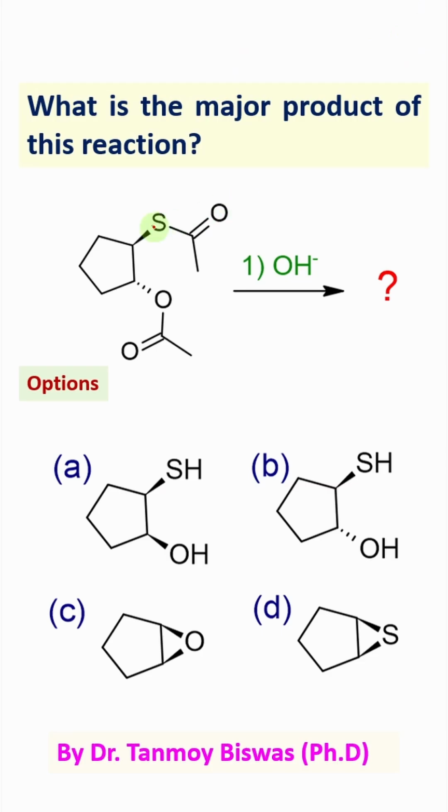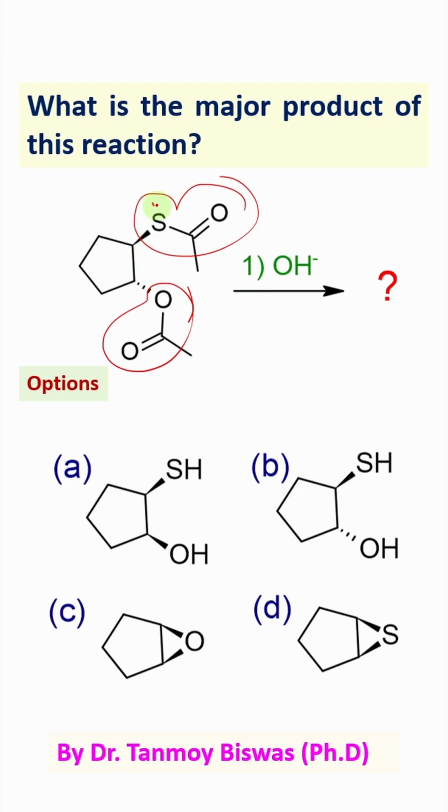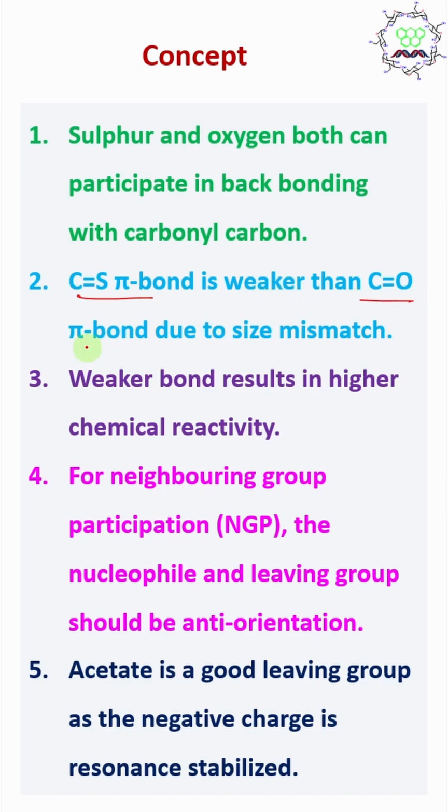Sulfur and oxygen both can participate in back bonding with the adjacent carbonyl group, but the carbon-sulfur back bonding or double bond, which will obviously happen after this resonance, will be weaker compared to carbon-oxygen due to size mismatch. Why? Sulfur belongs to the third row and oxygen belongs to the second row, and carbon also belongs to the second row. So for carbon-oxygen, energy matching, symmetry matching, size matching, everything is possible. That's why this bond is stronger.